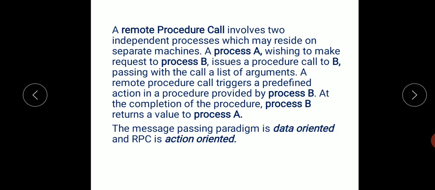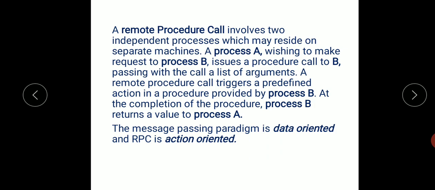And a remote procedure call involves two independent processes which may reside on separate machines. A process A wishing to make a request to process B issues a procedure call to B, passing with the call a list of arguments. A remote procedure call triggers a predetermined action in a procedure provided by process B. At the completion of the procedure, process B returns a value to process A.